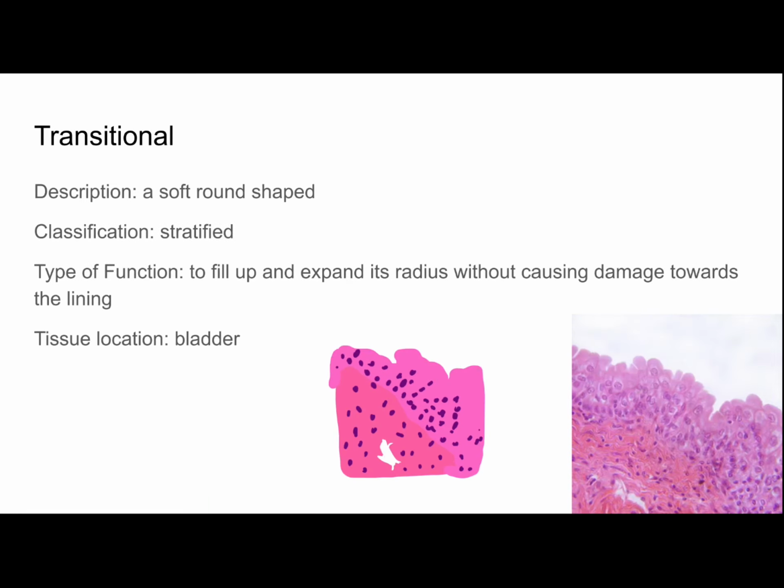Here we have the transitional epithelium. It's a soft, round-shaped cell structure, and it's also stratified, and all it does is fill up and expand its radius without causing damage to the cell's lining. It's like this for your bladder, where it holds all your urine, which has to expand and not hurt the body around it.